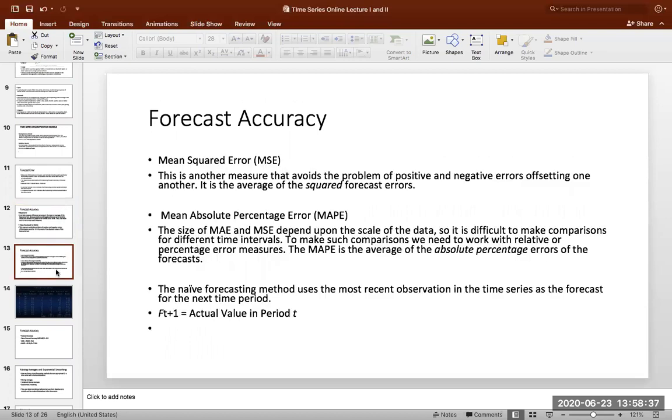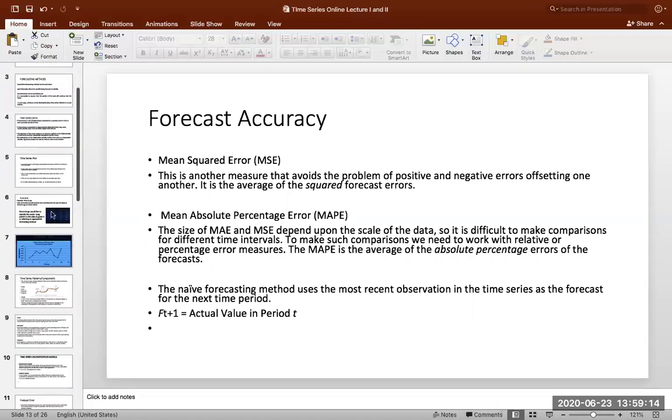Okay, so these are the mean square error. This one, after finding the difference, you square it and then you find the average of the squares. And this one is the mean absolute percentage error. That means you divide the error by the actual and then you find the percentage of it. And then there is this observation, which is the naive forecasting method. This one brings all of them together and draws a simple conclusion. I think the example will help us.